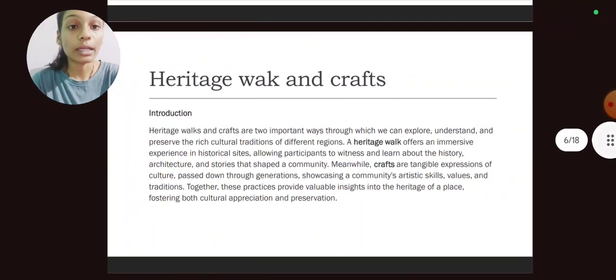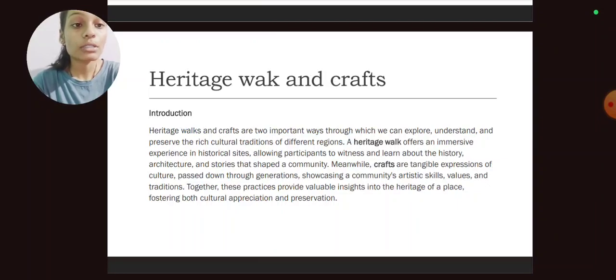Heritage walk and crafts. Introduction. Heritage walks and crafts are two important ways through which we can explore, understand, and present the rich cultural traditions of different regions. A heritage walk offers an immersive experience in historical sites, allowing participants to witness and learn about the history, architecture, and stories that shaped a community.